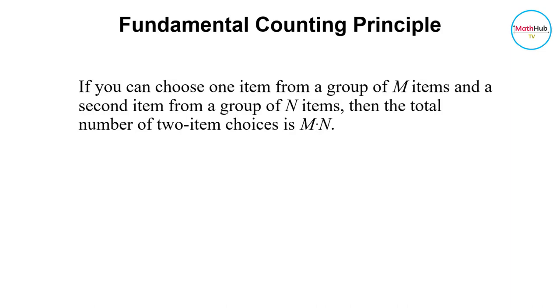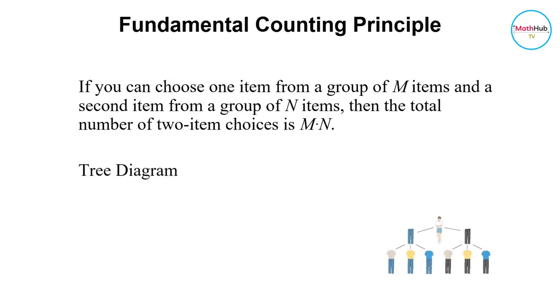This principle can be best understood by looking at a tree diagram. A tree diagram, like here, displays all the possible outcomes of an event or a representation of all possible choices. This tree diagram shows that there are 2 times 3, which is equal to 6, different outfits from 2 pairs of jeans and 3 t-shirts.